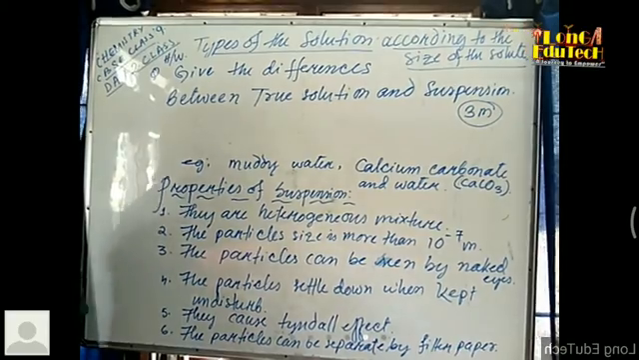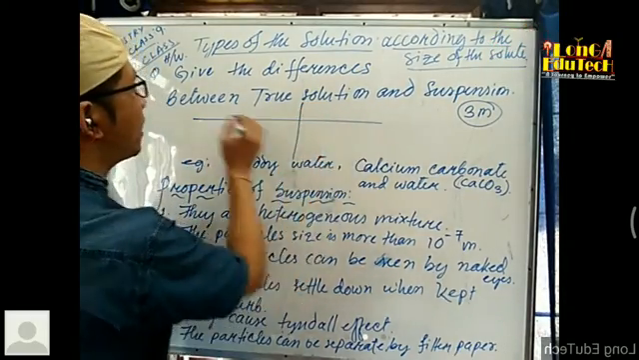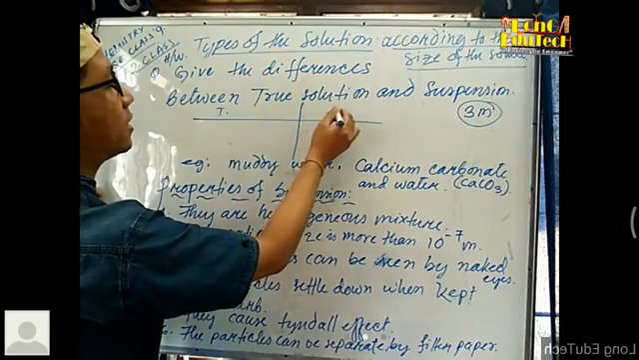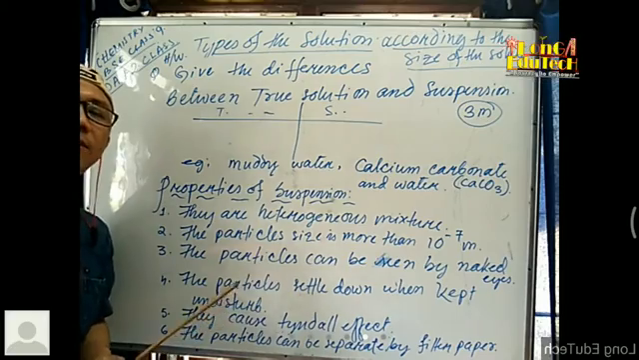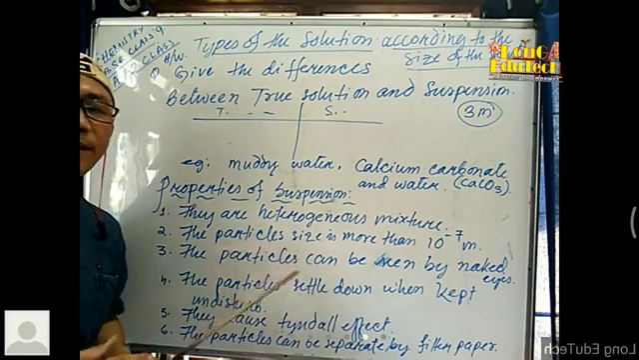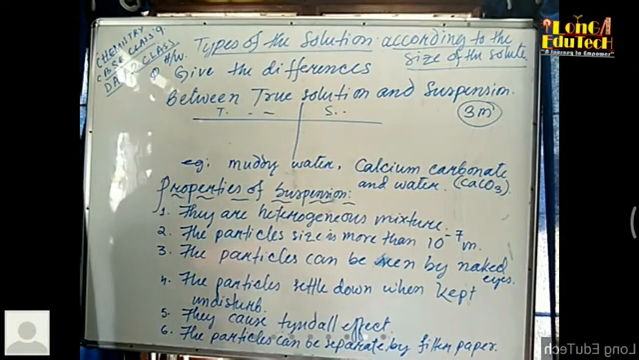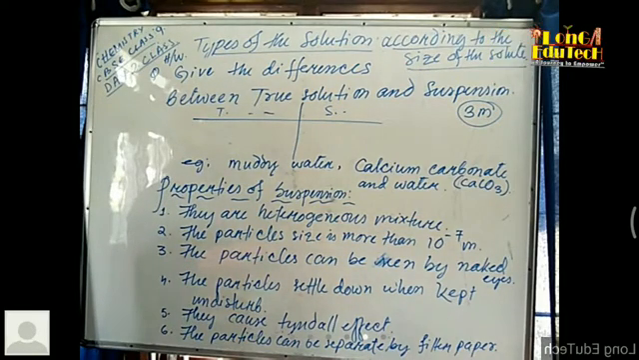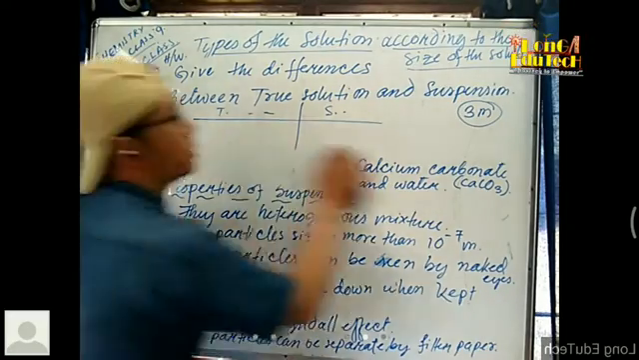Okay, so you make a table. You make a table like this. Here is the true solution, this is the suspensions, and all like that. Okay, so you make it properly in your copy. Okay, so we'll proceed to the next type of solution, that is called the colloidal solution.